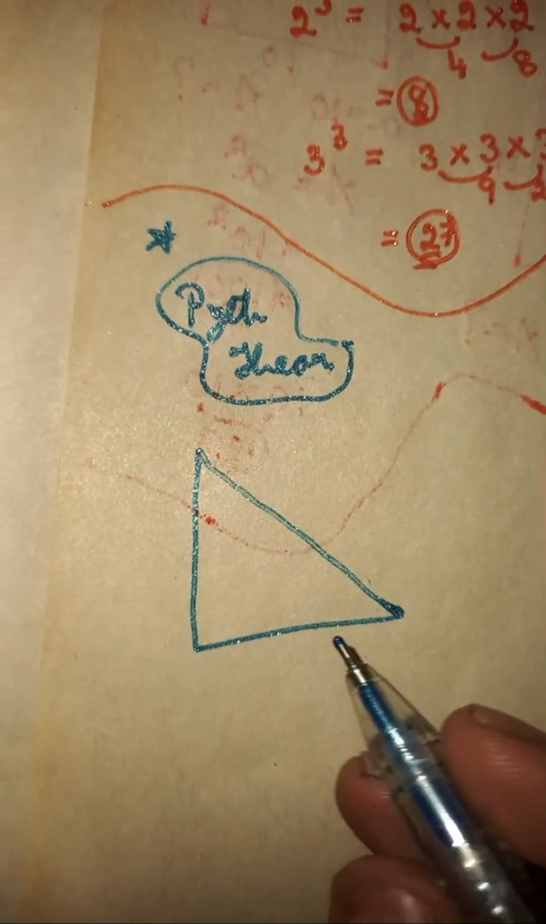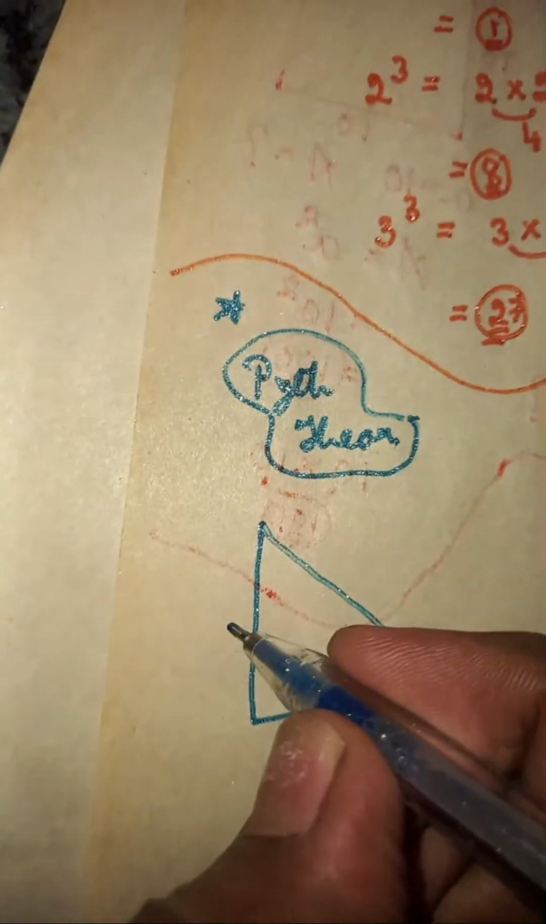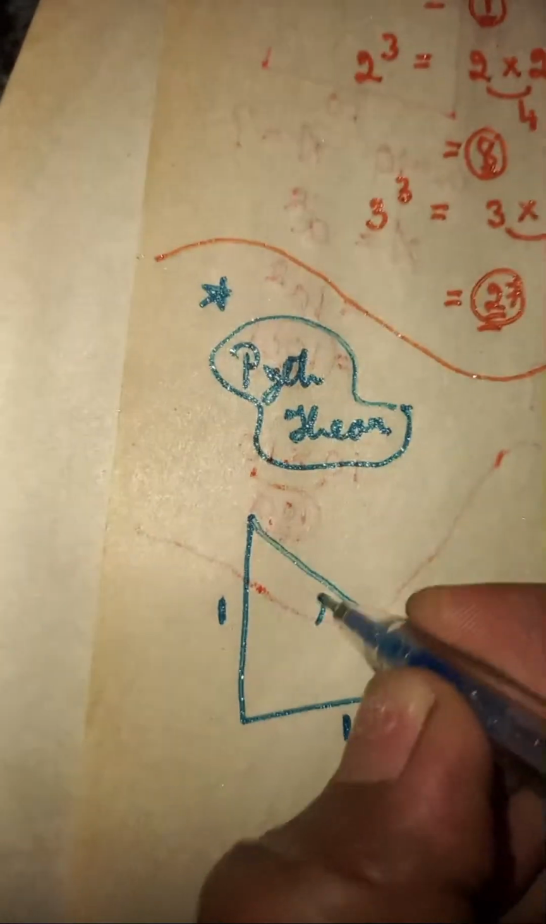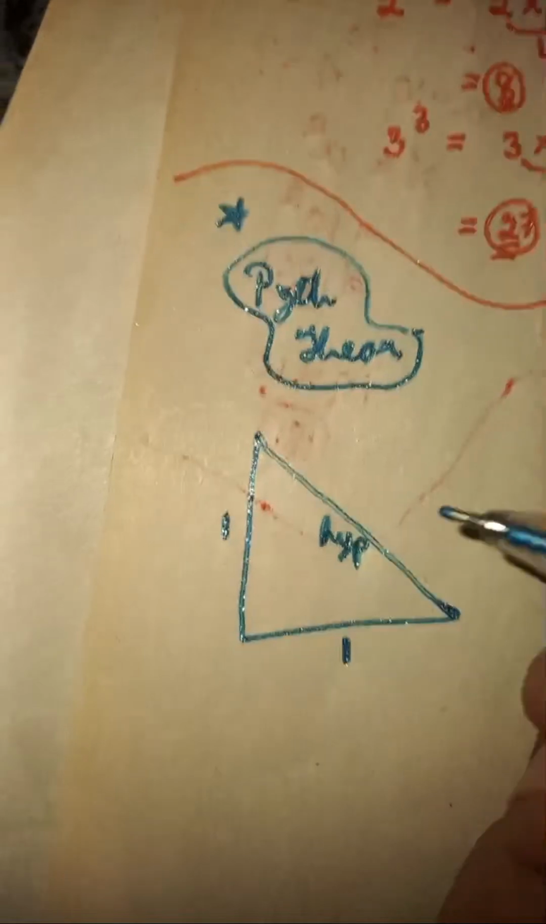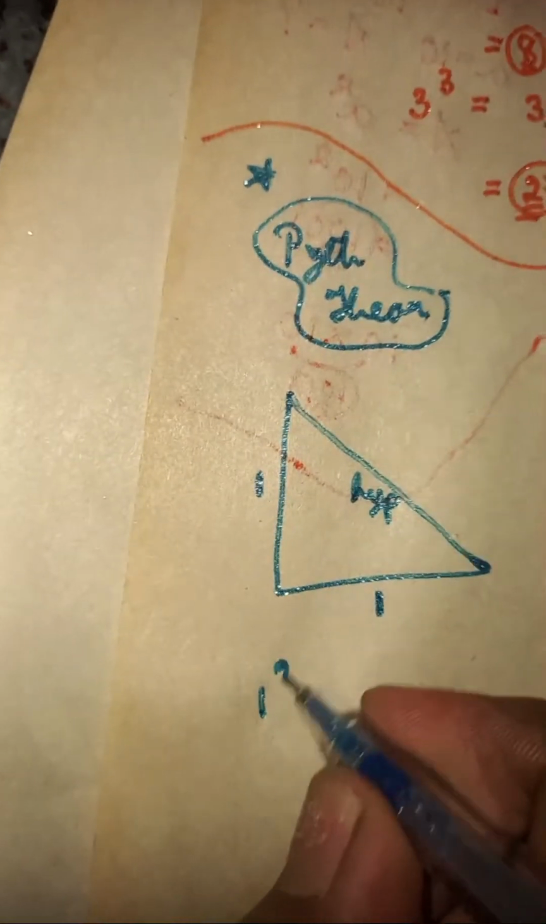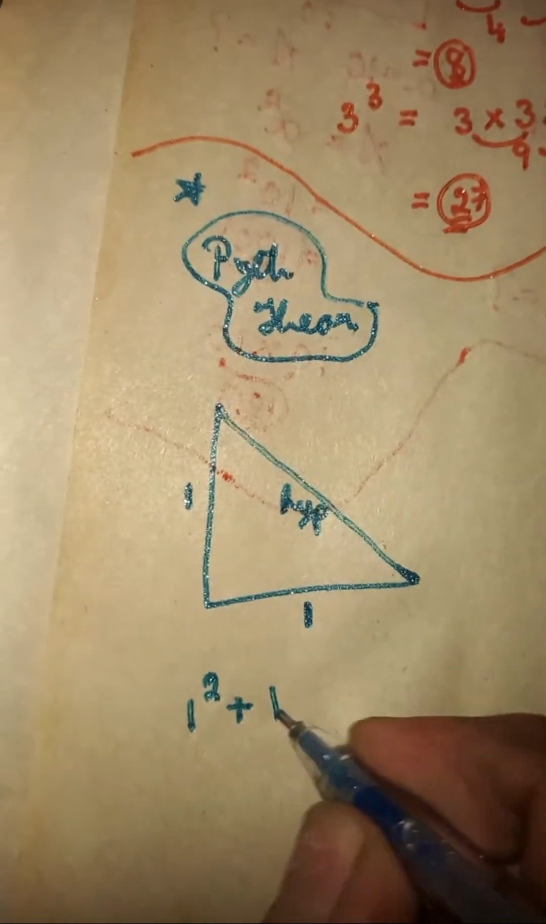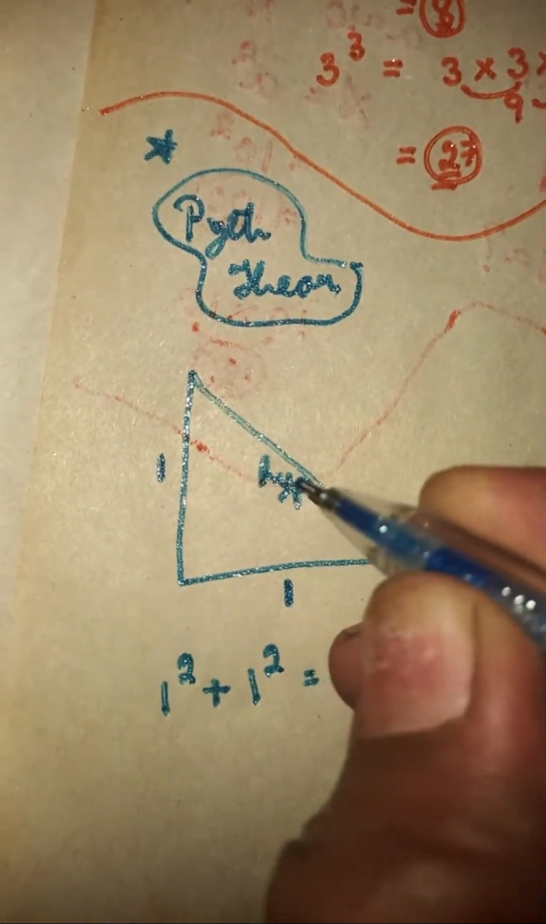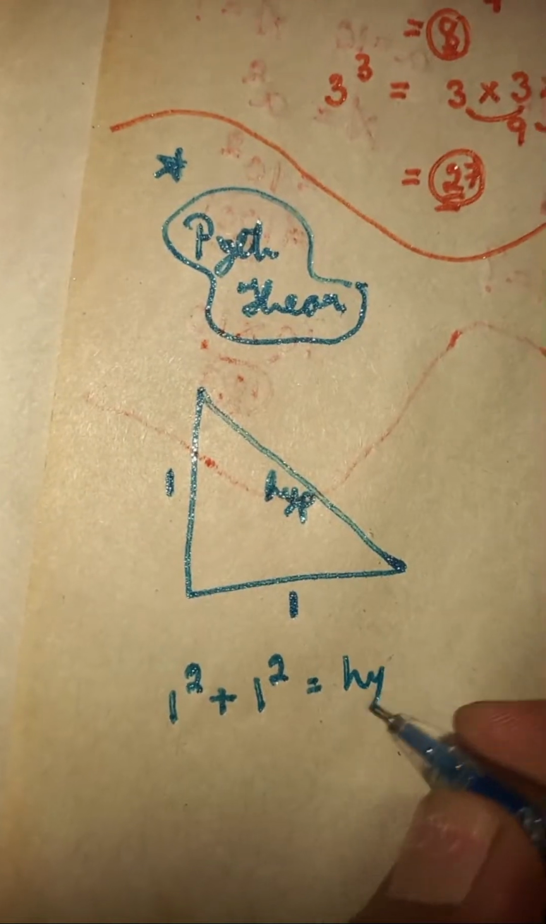In that way, one example is if you take this side as 1 unit and this side also 1 unit, this is known as the hypotenuse. Here, this side squared plus this side squared, that is also 1 squared, equals the hypotenuse squared. Let's find out what its length is.